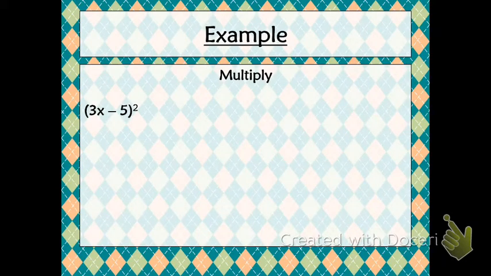Next, we have a few more examples of multiplying polynomials. In this one, it doesn't look like a multiplication problem at first because it has an exponent instead. We've got the quantity of 3x minus 5 squared. What you'll do first is rewrite this as 3x minus 5 times 3x minus 5. So we're using that definition of what it means to square something.